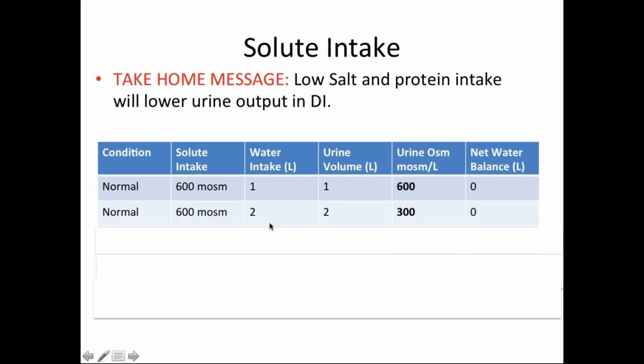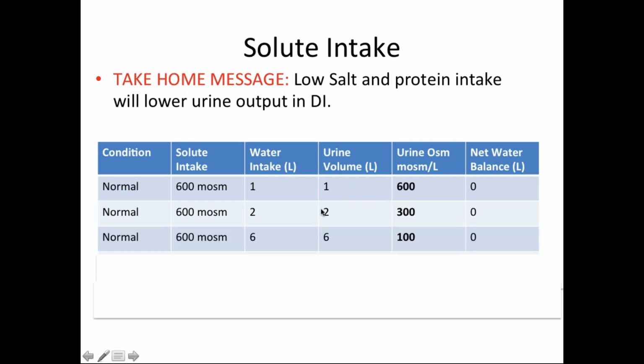If they take 2 liters of fluid intake, the ADH secretion is regulated and the urine osmolarity goes down to 300 milliosmoles. And with this decrease in urine osmolarity, the urine volume will be now 2 liters. If they take 6 liters of fluid intake in a normal person, then the ADH shuts off, urine osmolarity goes down to 100, and the person excretes 6 liters and is in balance again.